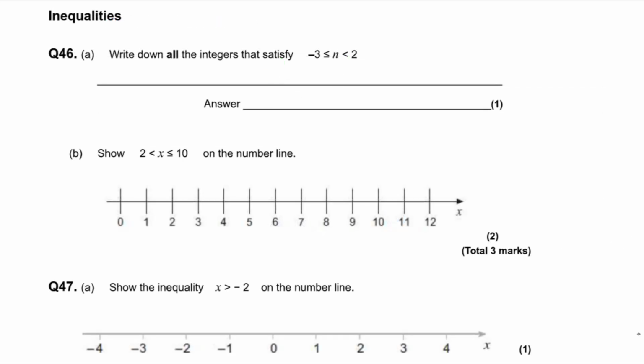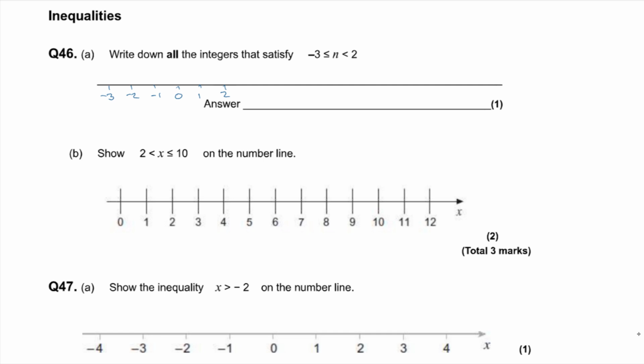Moving on to inequalities, question 46a says write down all the integer values that satisfy -3 is less than or equal to n, which is less than 2. Okay. Now imagine a number line with those numbers on it. I'm just going to use the line they're giving me because it's quicker than drawing a line. -3, -2, -1, 0, 1, and then 2. They're all the numbers between -3 and 2.